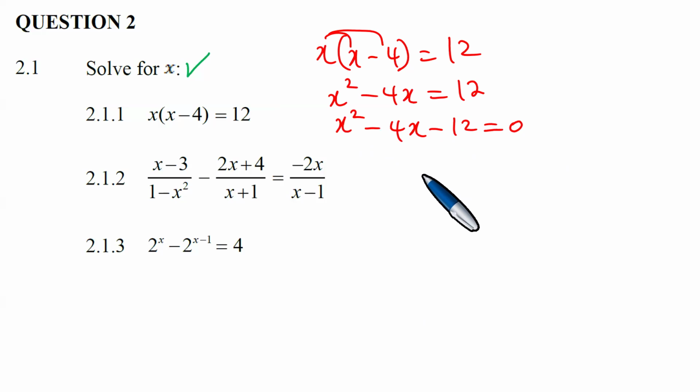Negative 3x squared minus 12 equals negative 3x equals 12. Okay, so what do I write here now? What do I write here? We want negative 3x squared equals 12.